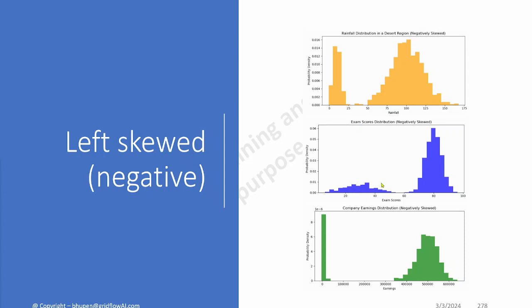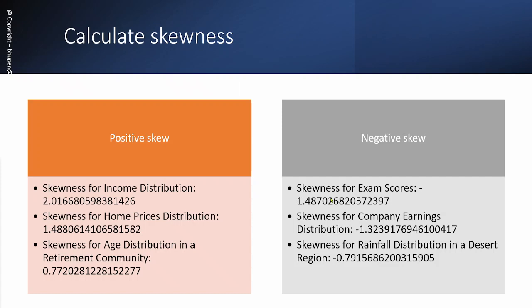Likewise, there could be practical examples again with the exam score, for example, on the left hand side. Few students did not do well. Most of the students actually did well. And with company earnings also, most of the companies are earning pretty okay. Some companies are not so okay. So these are examples of left skewed data.